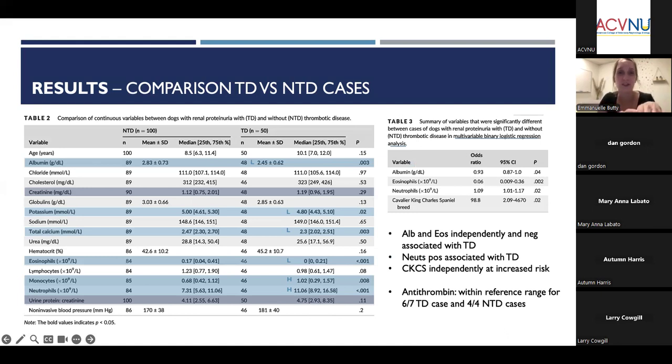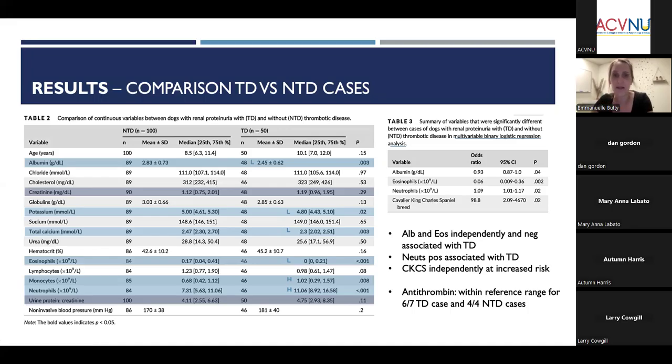But looking at these two groups, looking at each value, they then did a multivariable logistic regression analysis to see what would still be significant. And they found that albumin and eosinophils were independently and negatively associated with thrombotic disease. The neutrophils were positively associated with thrombotic disease, and only the Cavalier King Charles, not the Sighthound, was still independently at increased risk of thrombotic disease in this population of dogs.